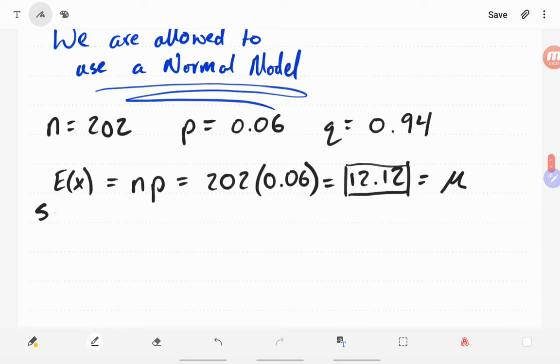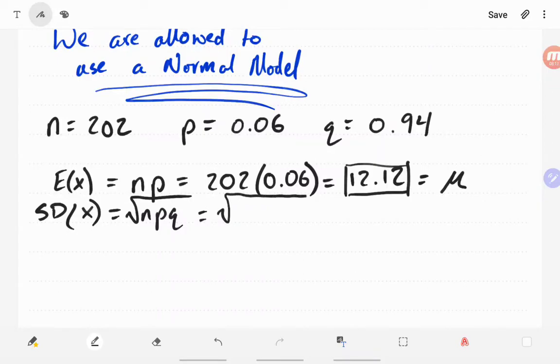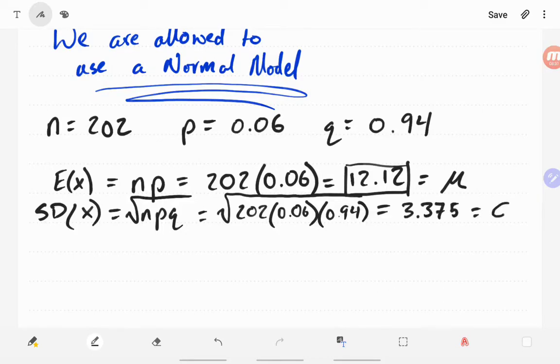We know how to find standard deviation of a random variable. That's the square root of NPQ, which is the square root of 202 times 0.06 times 0.94, and that is roughly 3.375. And that is our standard deviation, or sigma.